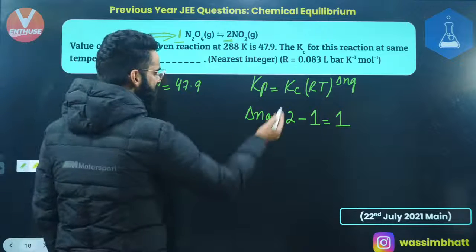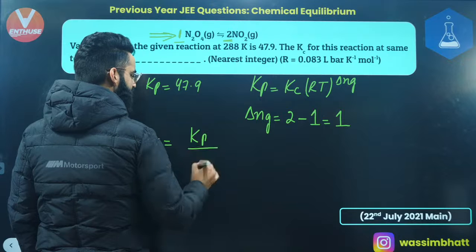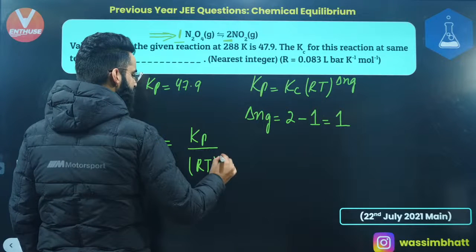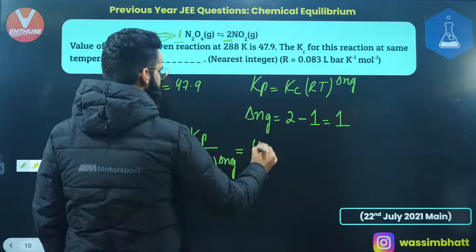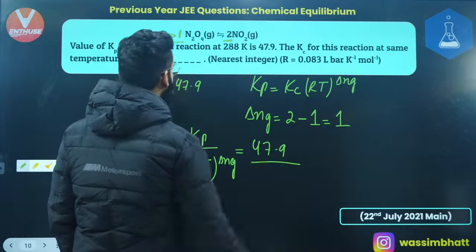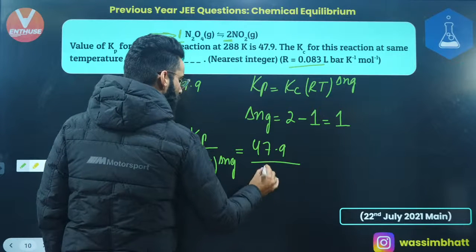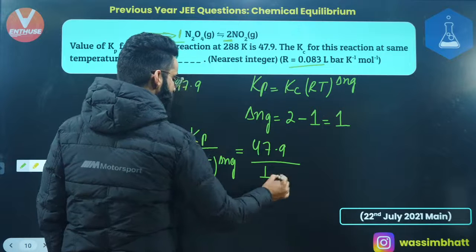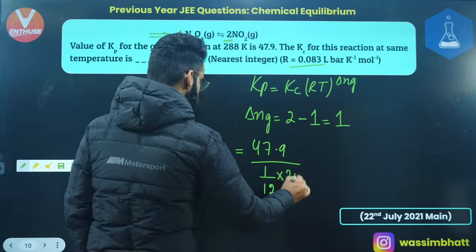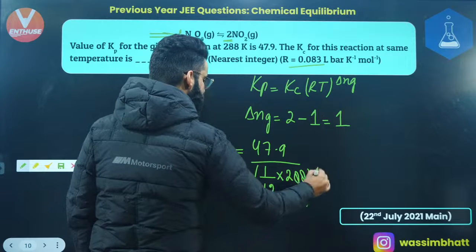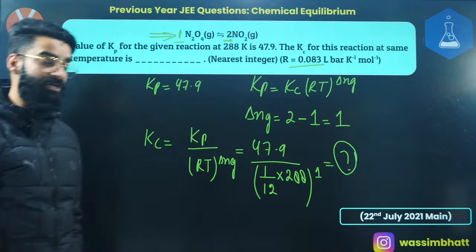Once you got the delta Ng, you can calculate Kc. Can I say Kc is equal to Kp divided by RT raised to the power delta Ng, correct? Kp is given as 47.9 divided by R value. R value, we are going to take 0.083, or instead of 0.083, you can take 1 by 12 as well. Temperature is given to me as 288 Kelvin, raised to the power delta Ng, that's 1. Now it's your turn to do a bit of calculation and get the value of Kc, which I was supposed to calculate, right?